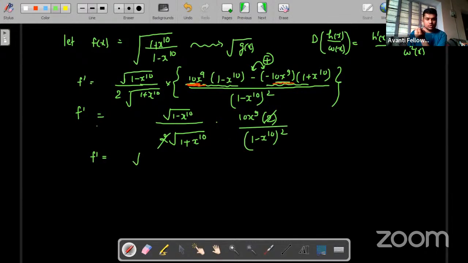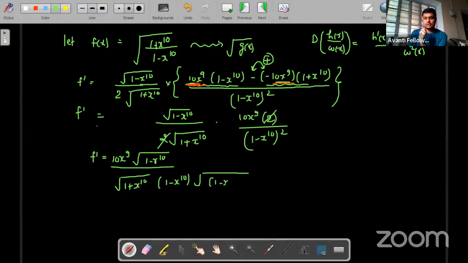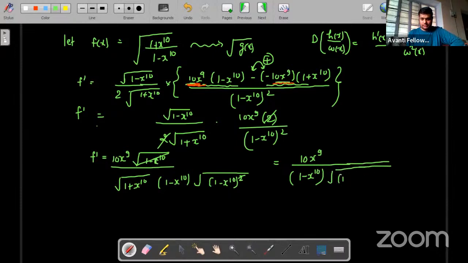So what I'm doing, root 1 minus x to the power 10 into 10x to the power 9 I have taken forward, divide by 1 plus x to the power 10 into 1 minus x to the power 10 and 1 minus x to the power 10. So what I'm writing, I'm writing (1 minus x to the power 10) whole square and taking root. This is the same thing. Okay, so what will happen? 1 minus x to the power 10 and 1 minus x to the power 10, numerator and denominator is cancelled out. So only one power is there with a root, right? So finally what we are getting, 10x to the power 9 divided by 1 minus x to the power 10, and in the denominator under root 2 terms are there: 1 plus x to the power 10 multiplied with 1 minus x to the power 10.